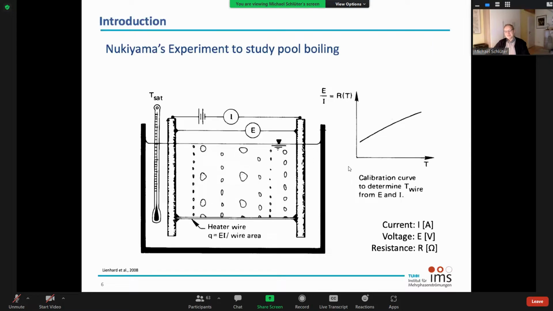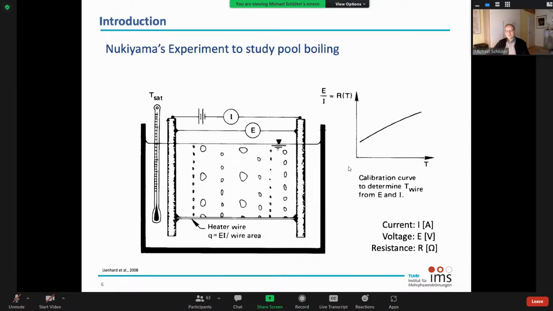In other words, by measuring the potential and the current here, you can directly come to the temperature of the wire if you have this calibration curve. So here we have measured the temperature, and we saw that with increasing temperature, the resistance increases, and therefore we can use this as a calibration curve, and by just measuring current and potential, we can calculate the temperature of the wire. Very nice.